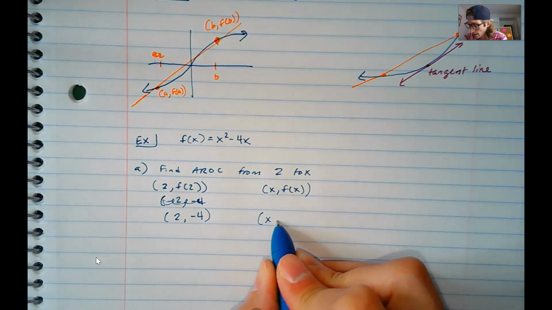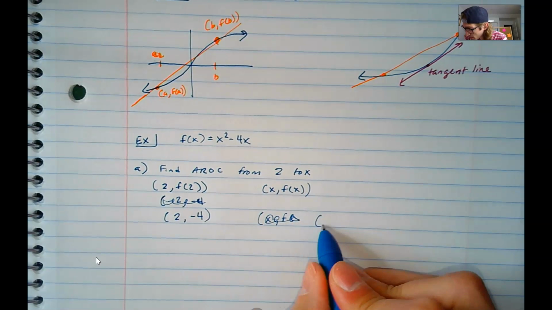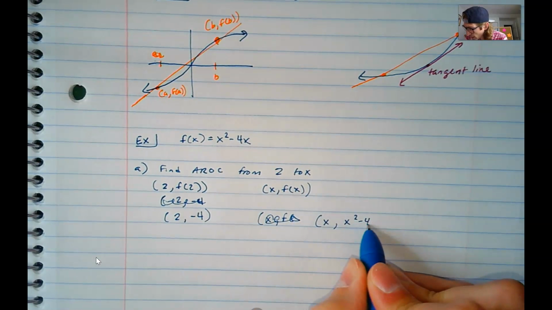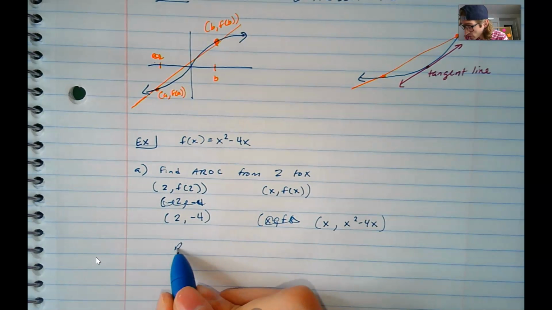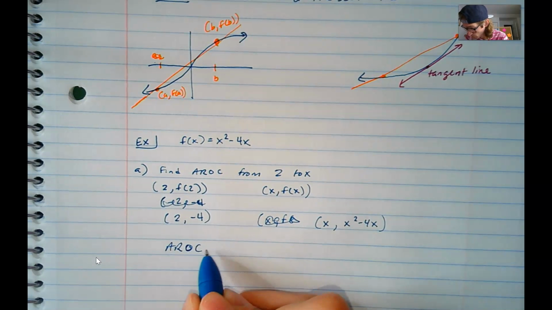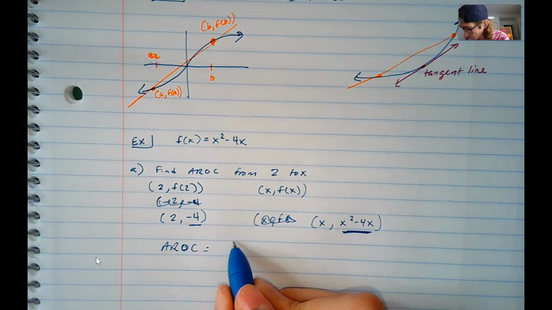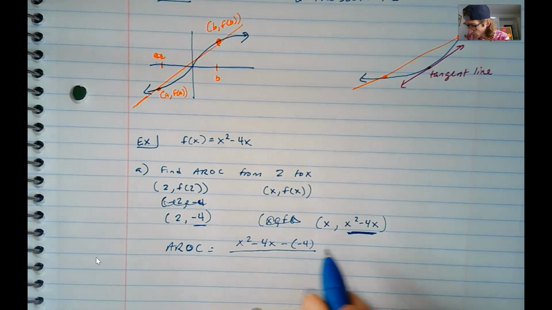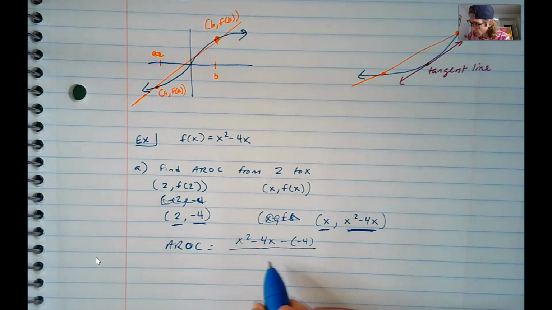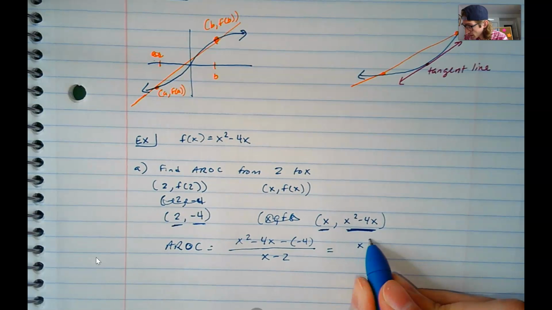And then f of x, I mean, we're told what f of x is. We can't plug in x, and I guess f of x is already plugged in. And look, I'm already making a mistake. It's x comma x squared minus 4x. That's what it is when we're done plugging in x. So how would we find the average rate of change? Well, we take f of b minus f of a, x squared minus 4x minus negative 4, over b minus a, x minus 2. Now, sometimes we're actually going to be able to simplify this.